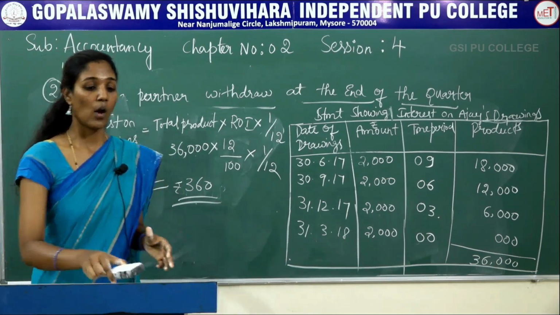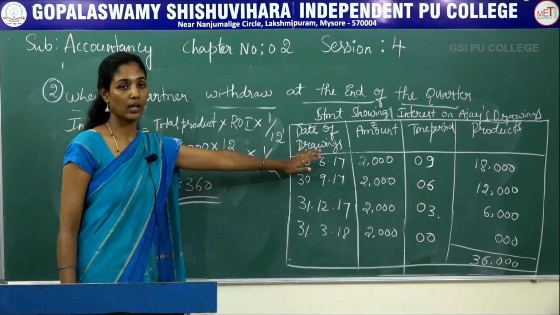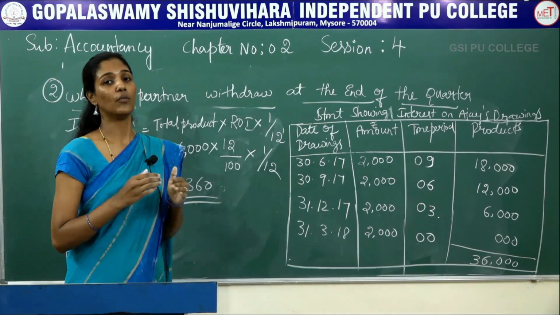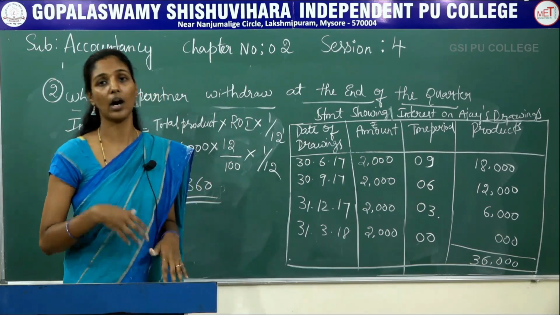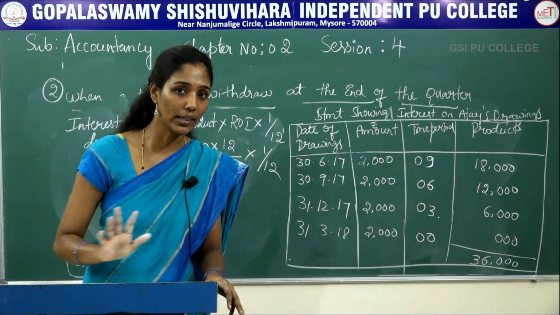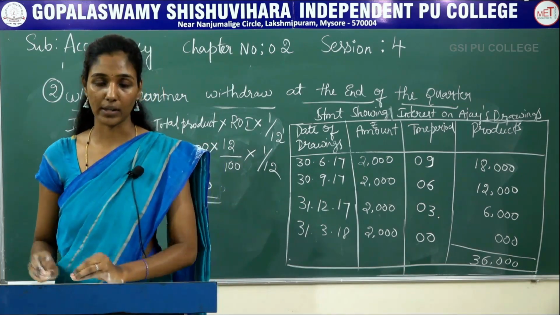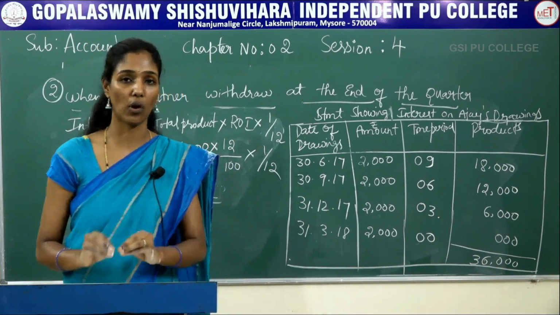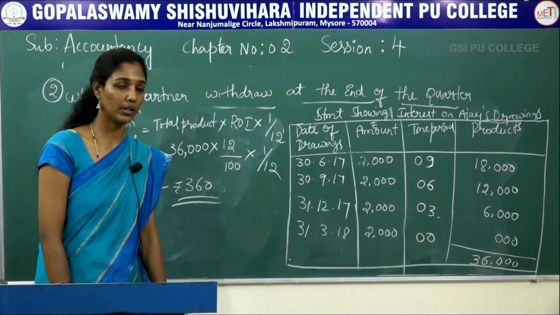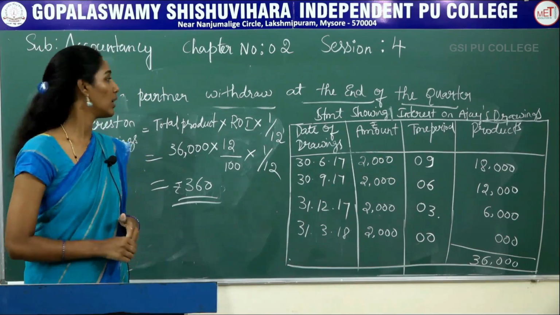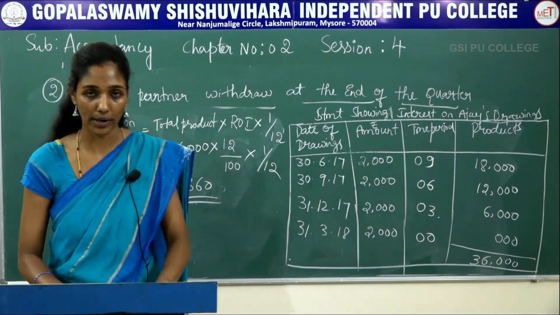So this is a case when a partner withdrew at the end of the quarter. Remember, when problems are given for the beginning of the quarter or the end of the quarter, in all these cases they do not give any date of drawings. You should find out the dates of drawings with the help of the table. I hope you have understood this session, that is when a partner withdraws at the end of the quarter and the beginning of the quarter.